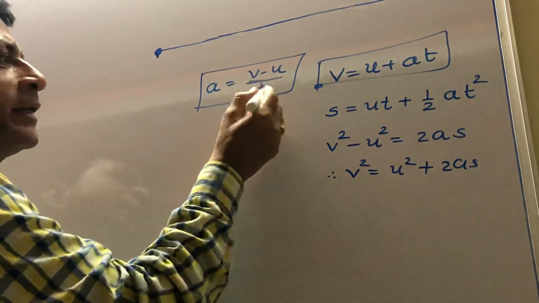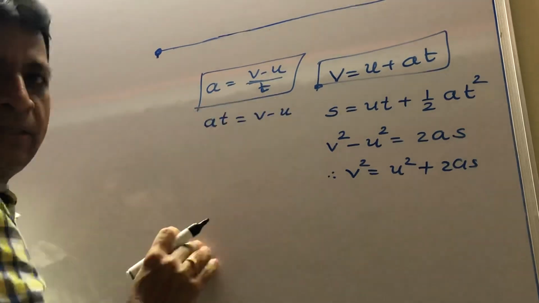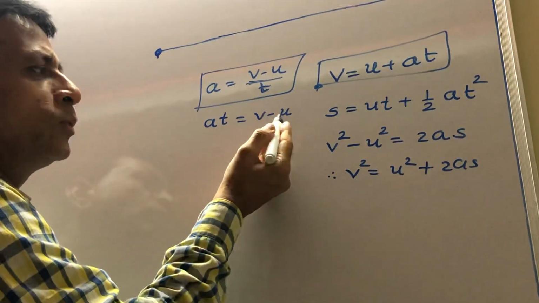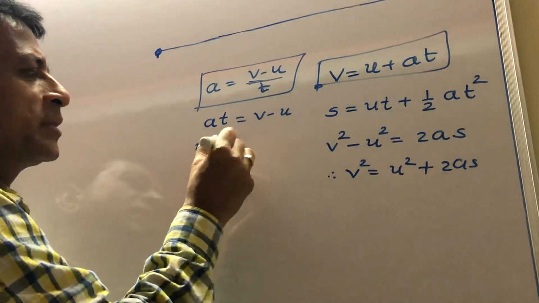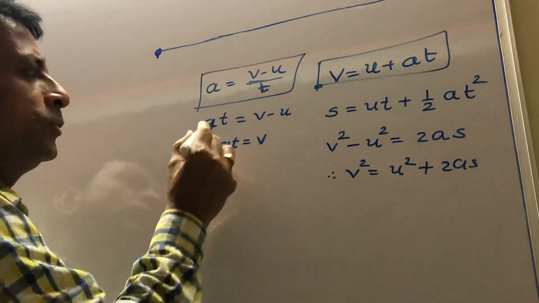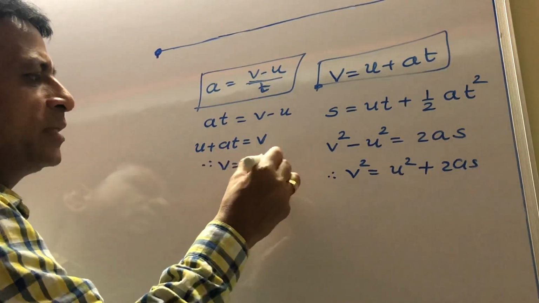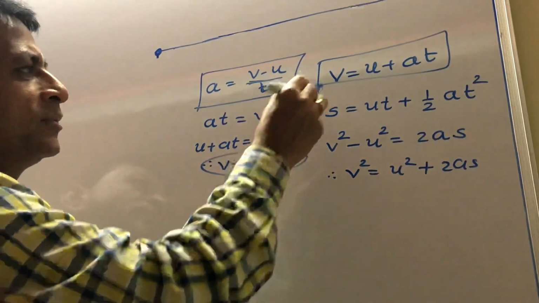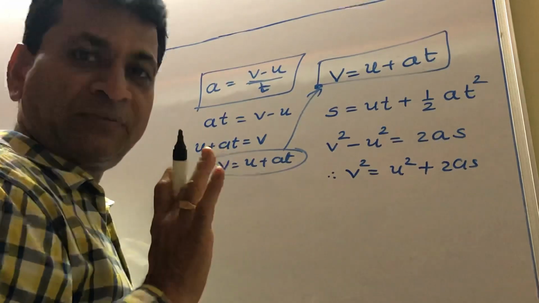Divided by t, it becomes multiply. So a into t is equal to v minus u. Minus u, when it comes on the left hand side, becomes plus. So u + at is equal to v. So this one is nothing but v = u + at. Please remember these three equations.